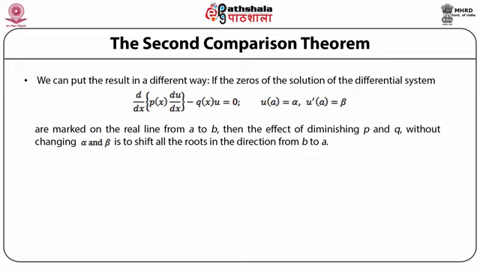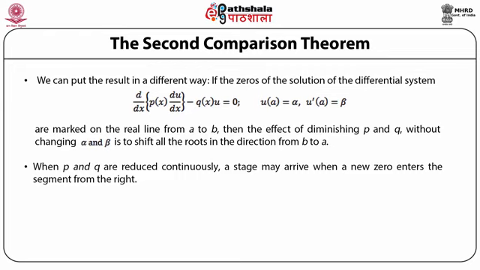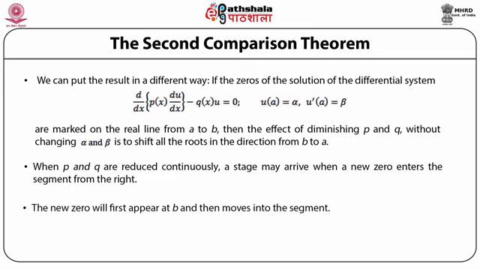We can put the result in a different way as well. If the zeros of the solution of the differential system d/dx (p(x) du/dx) minus q(x) u equal to 0, with the initial conditions u(a) = alpha and u'(a) = beta, are marked on the real line from a to b, then the effect of diminishing p and q without changing alpha and beta is to shift all the roots in the direction from b to a, that is, from right to left. When p and q are reduced continuously, a stage may arrive when a new zero enters the segment from the right. The new zero will first appear at b and then move into the segment.